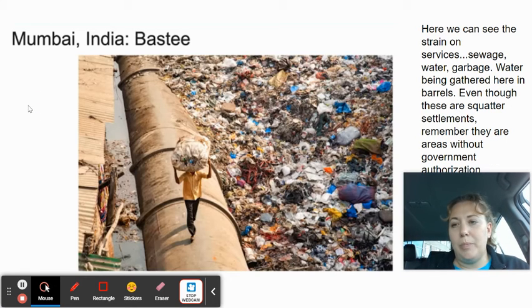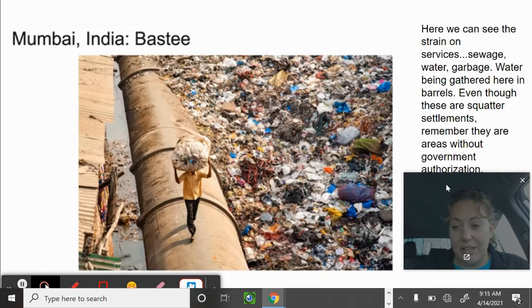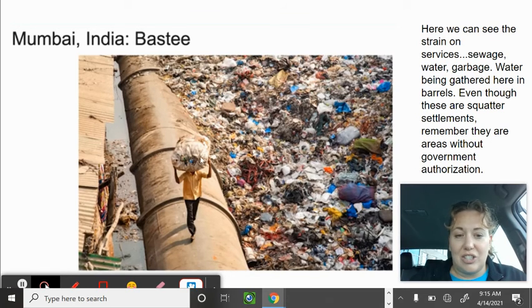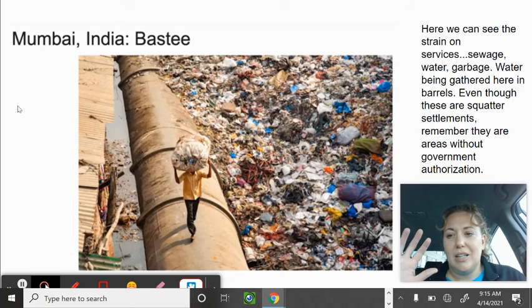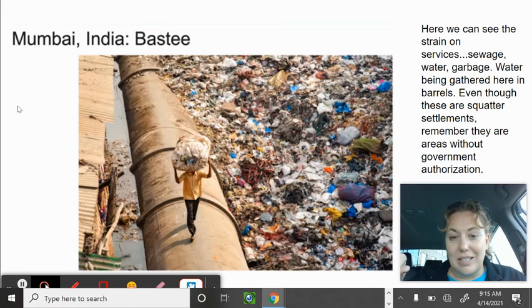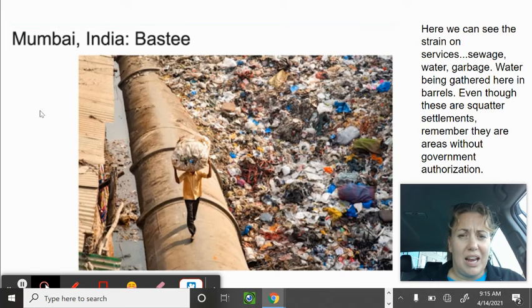Okay. Mumbai, India. If you've ever seen the movie Slumdog Millionaire, it really does a good job of showing the slums. And again, you can see just the amount of trash, and there are not jobs available for people. The take home here is that these squatter settlements are home to millions of people, but they're there without government authorization, and therefore they're without any government support. The government's never going to come in and help clean it up or give them clean water or anything like that.